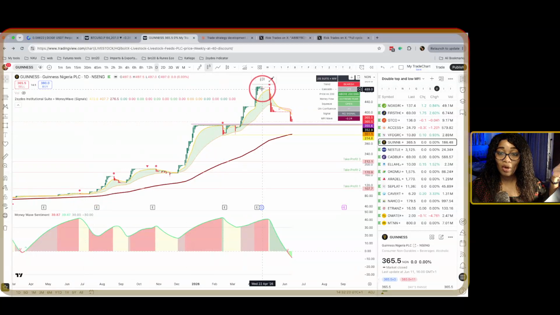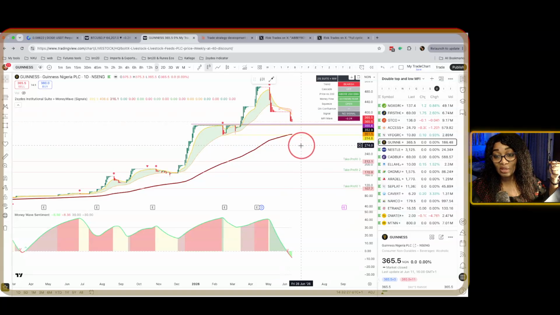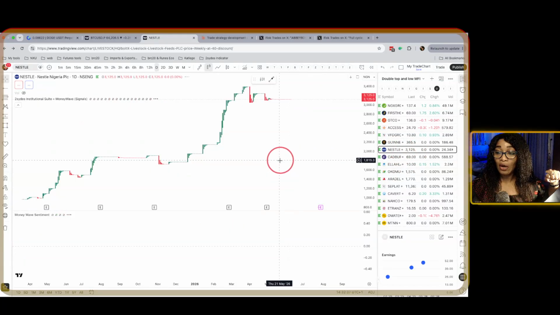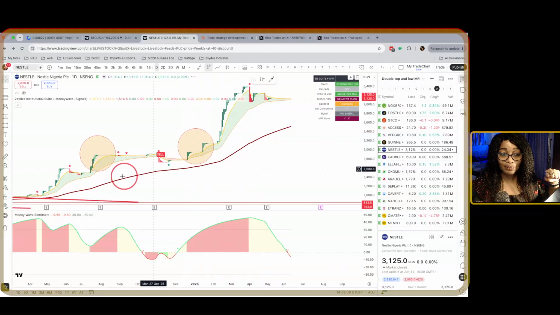A pump currently in distribution. It's possible it could continue to decline. After a decline, another accumulation. After accumulation, pump. Then after pump, distribution. After distribution, decline. That's how the market works. Okay, so this is NAHCo.